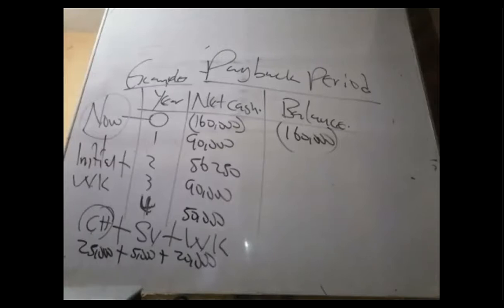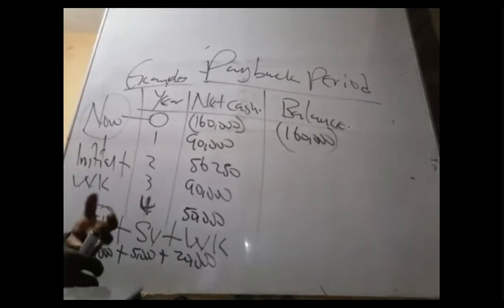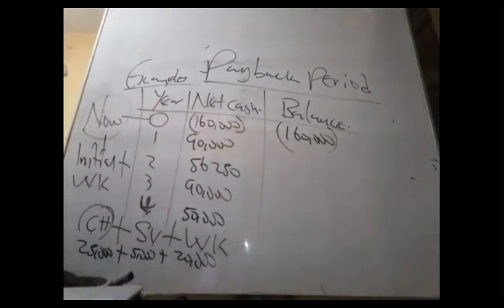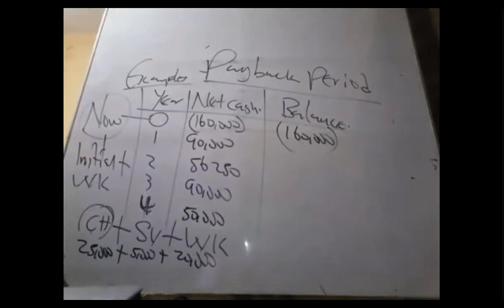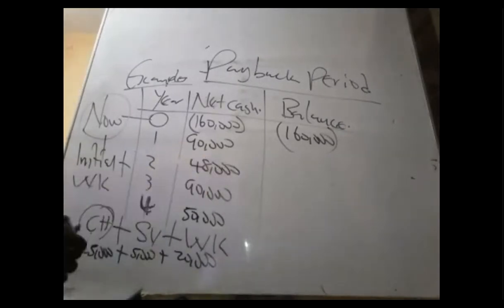And let's start again. Payback simply means how long will it take you to recoup your investment? Whatever you've invested, how long will it take you? Year zero, you've invested 160,000. Year one, the project gave you 90,000. So that's how much you recoup. The cash flow for year two is 48, not 56,250. So it's 48,000. Okay. Now let's start again.